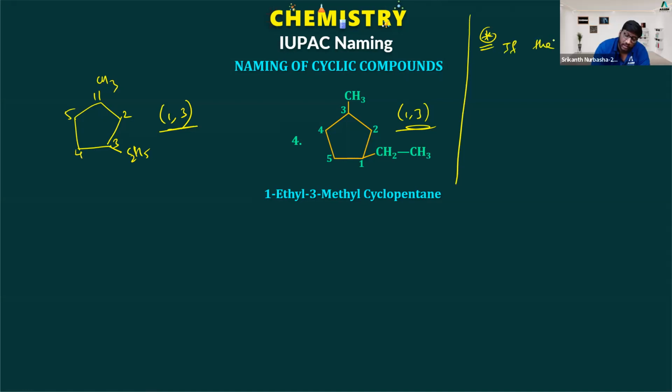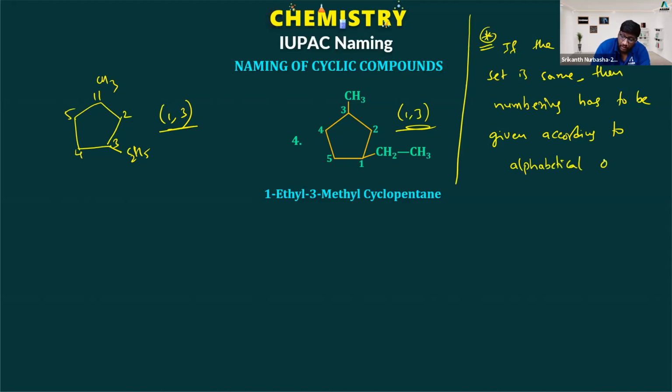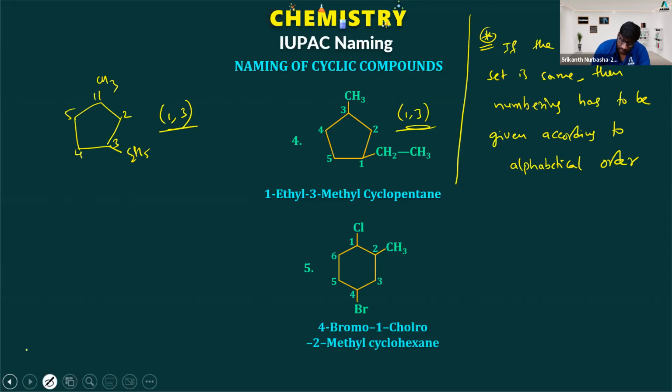If the lowest locant set is same, then numbering has to be given according to alphabetical order.